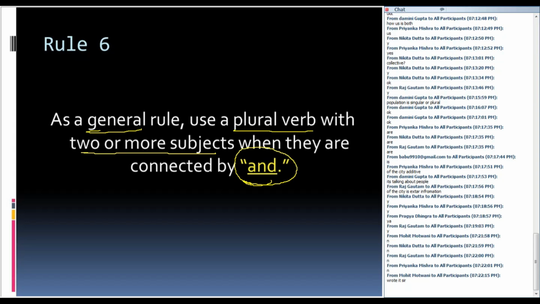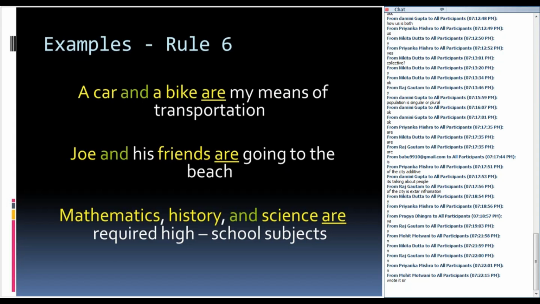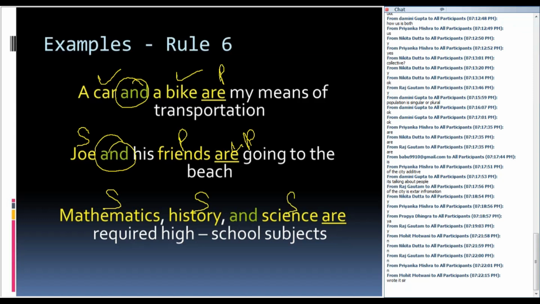For example, over here you can see a car and a bike are means of transportation. Both car and bike are singular, but the connection is with and. Joe and his friends are going to the beach. One is singular, the other one is plural, but the connection is with and. We'll have to use a plural verb. Mathematics, history, and science: all of them are singular because they are names of subjects, but the connection is with the word and. That is why you will have to use a plural verb. Mathematics, history, and science are required high school subjects. So this is the easiest rule to remember.